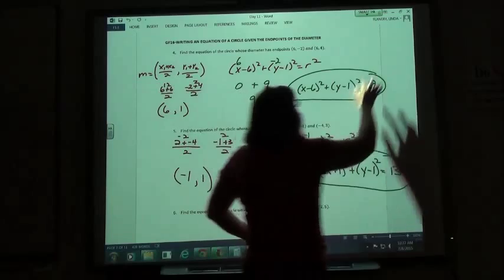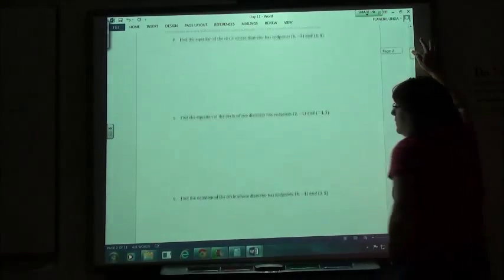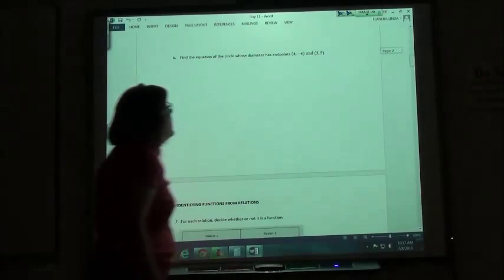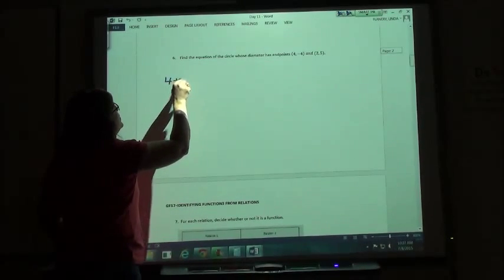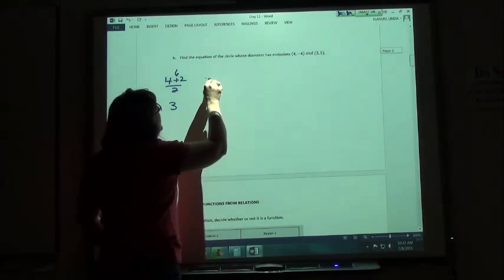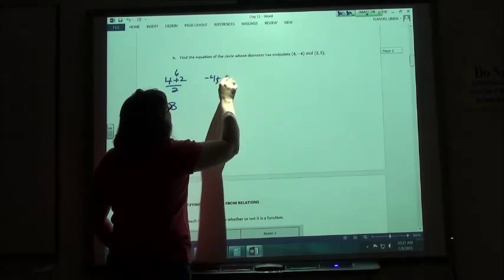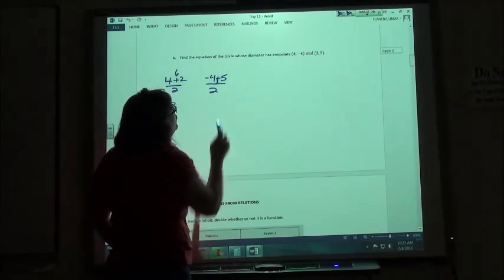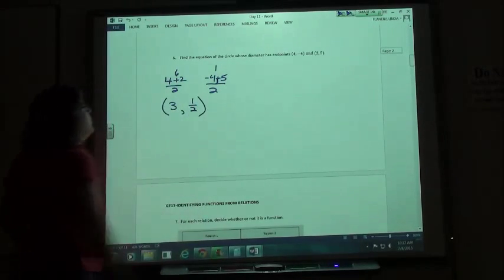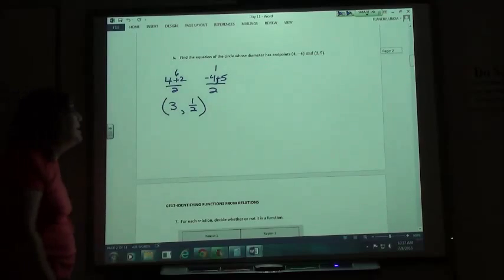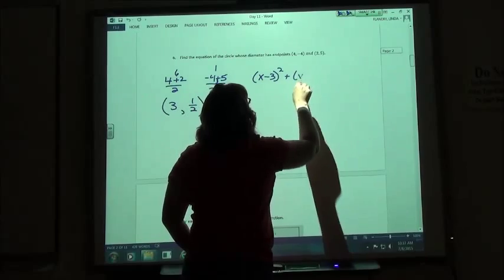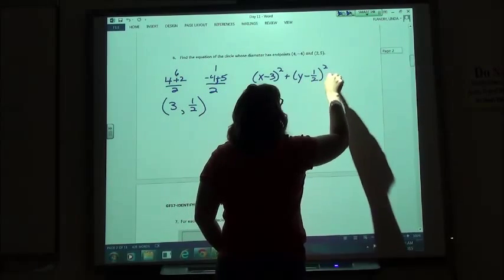And number 6. So finding my midpoint. 4 plus 2 divided by 2, 6 over 2 is 3. Negative 4 plus 5 over 2, and negative 4 plus 5 is 1, so 1/2. And yes, sometimes you will get fractions in there. It'll be okay. So I'm going to have x minus 3 squared plus y minus a half squared equals my radius squared.